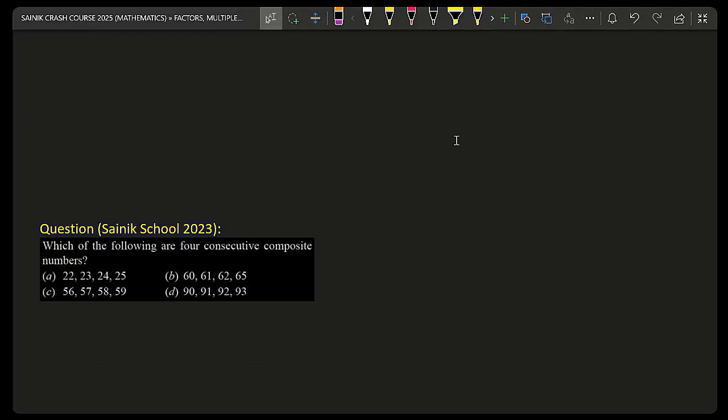Who will give me the answer? We know prime number and composite number. What is prime number? A number which is divisible by exactly 2 numbers, 1 and itself. And if it is divisible by more than 2 numbers, it is a composite number.